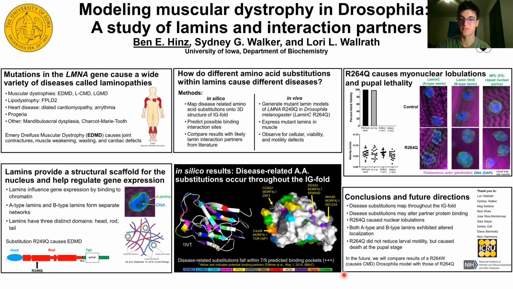In the future, we plan on expanding these studies to a model of R264W, which in humans causes congenital muscular dystrophy. We will compare it to our R264Q model and try to elucidate whether the difference in these phenotypes of Emery-Dreifuss muscular dystrophy versus congenital muscular dystrophy are due to cytological differences within the nucleus, or perhaps other factors in the genetic background.